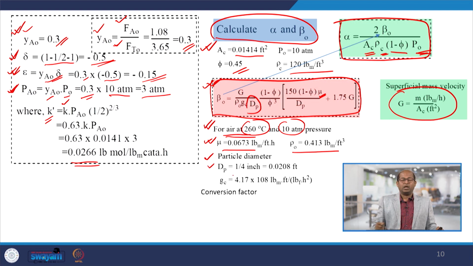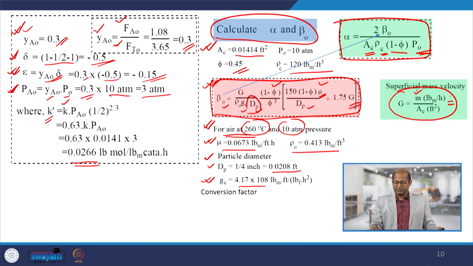The diameter is 1/4 inch, which is also given in this problem. The catalyst we have taken has a particular dimension, a 1/4 inch spherical particle, and that diameter in terms of feet is this. Gc, the conversion factor, is given for this system. So rho 0 is given, Gc is given, d p is given, phi is given, and the viscosity of the gas is given. Only the superficial mass velocity G we have to calculate, and for that we have to know the mass flow rate.